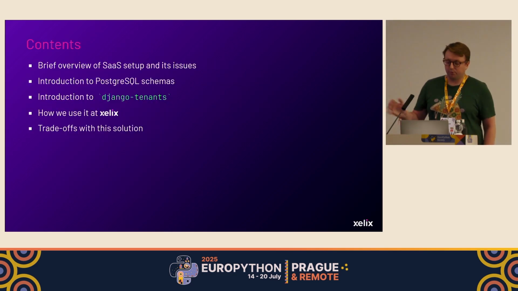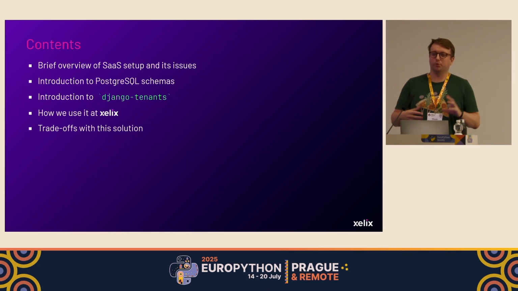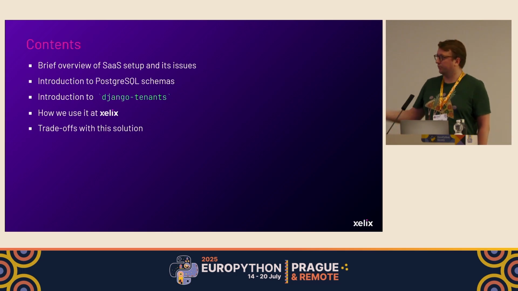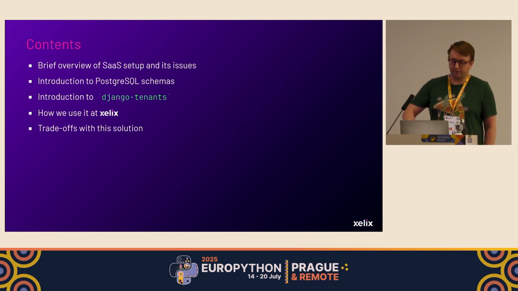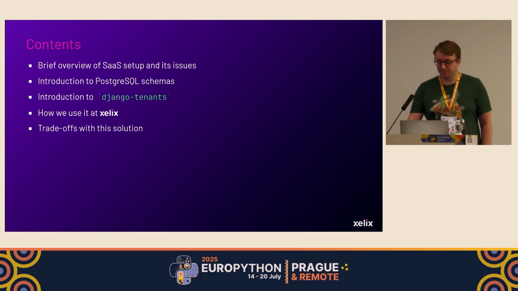So just a little overview of what we're going to talk about. We're going to go over what SaaS actually is and what the problem is a little bit. We're going to build a little demo application that is going to highlight the problems. I'm going to introduce you to Postgres schemas and the library that we're going to use to manage these schemas in Django, called django-tenants. A little bit how we use it at Zelix, and then what the trade-offs are with the solution that we're going to introduce here.